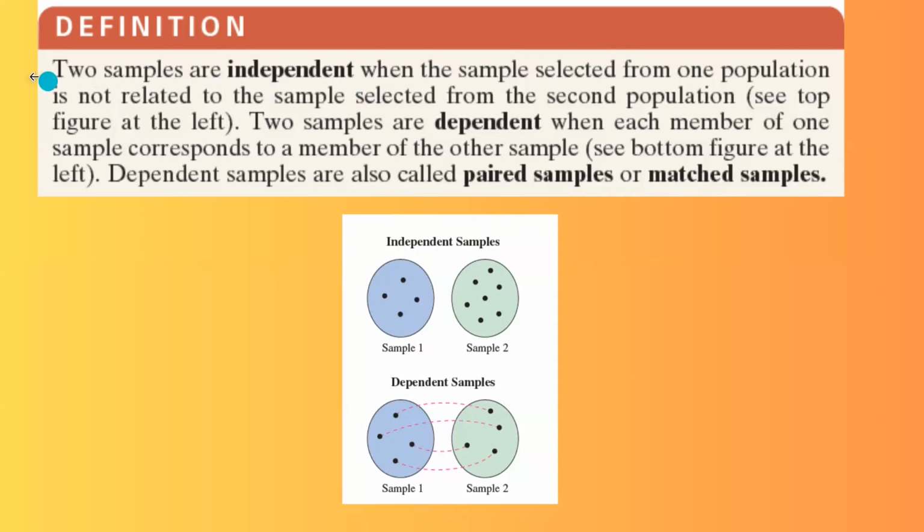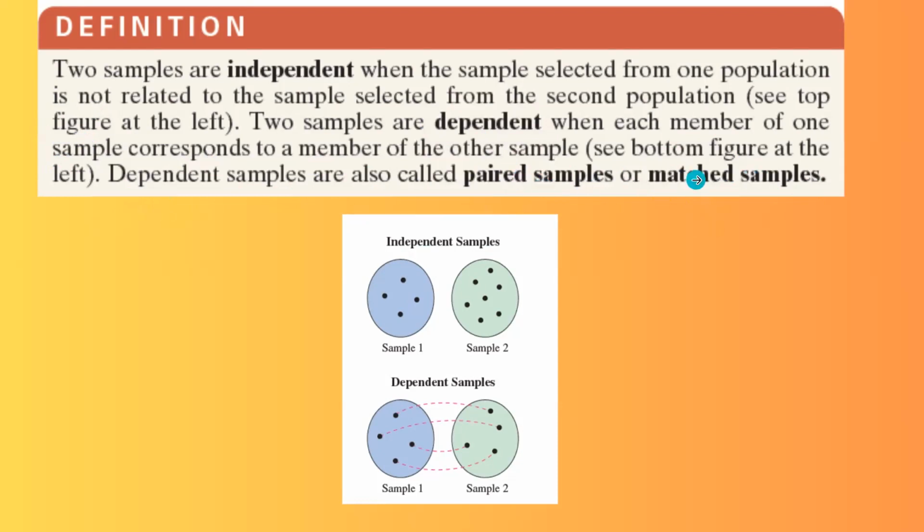Two samples are called independent when the sample selected from one population is not related to the sample selected from the second population. Two samples are dependent when each member of one sample corresponds to a member of the other sample. Dependent samples are also called paired samples or matched samples. So another name for dependent sample is paired sample or matched sample.